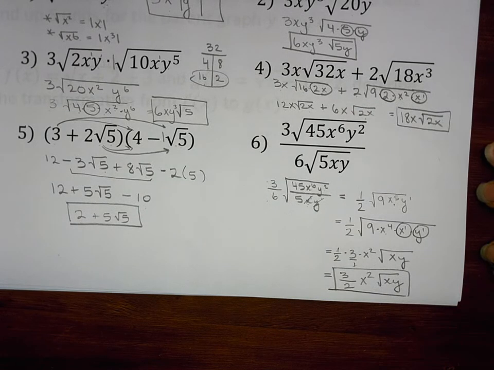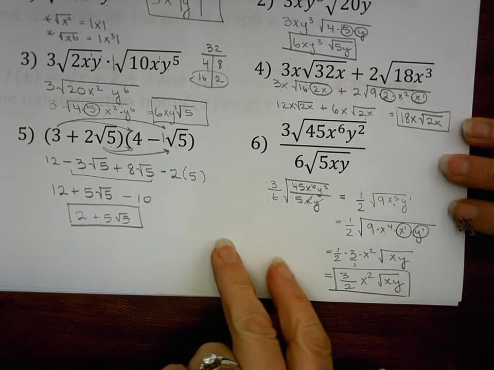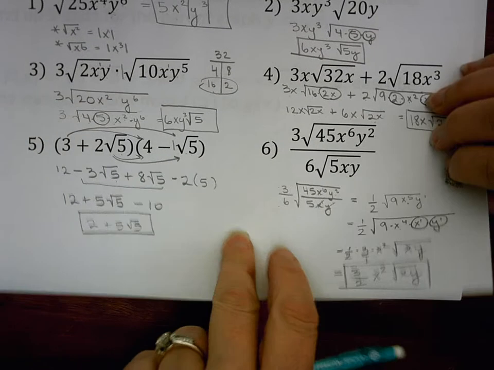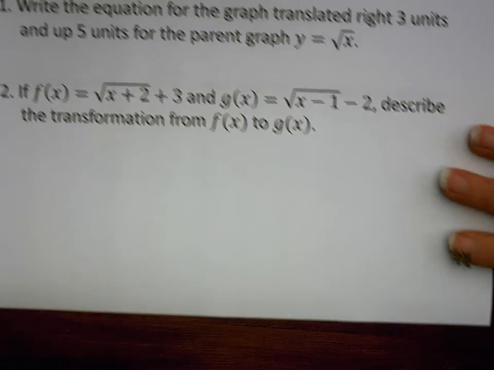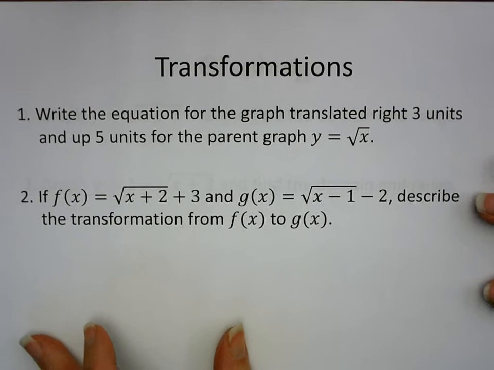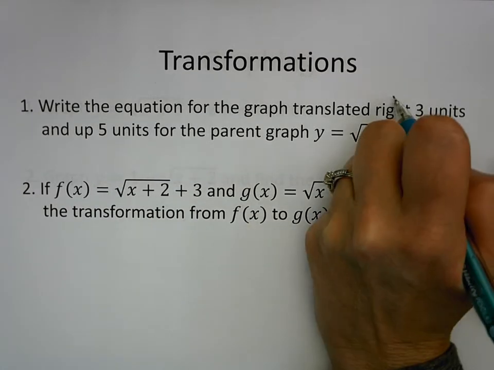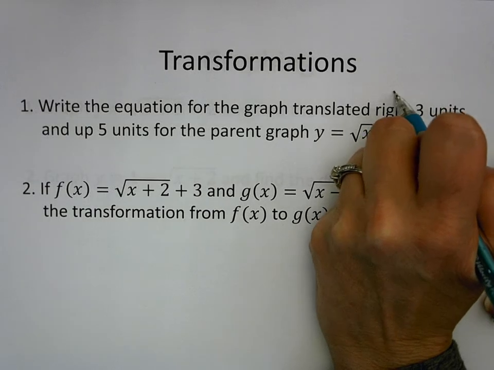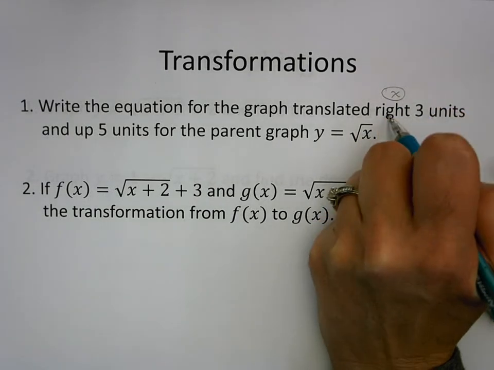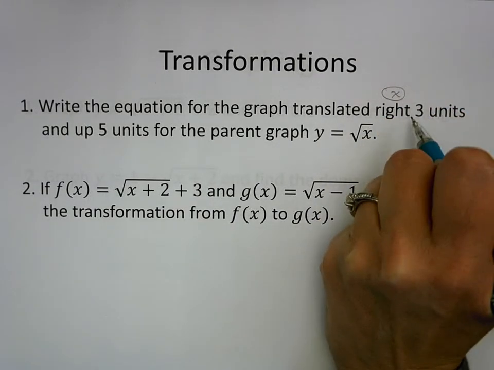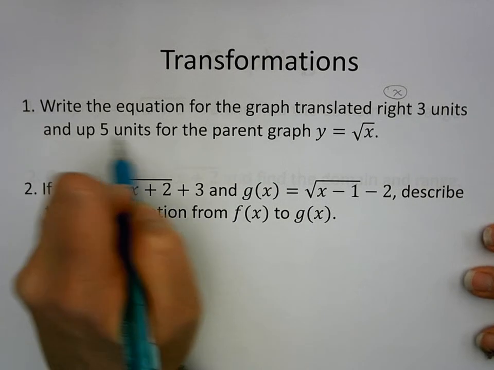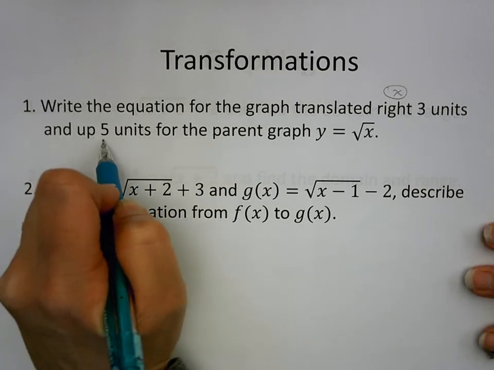Okay, so that's slide 1. Okay, let's take a look at the next one. So this is slide 2, so transformations. So we want to write the equation for the graph translated right 3 units and up 5. So because I'm going right, this is going to affect the x, right? So I'm going to change my x value. Because I'm going left or right, it changes my x. And then up 5 units, so that's up or down, so that's going to change my y.